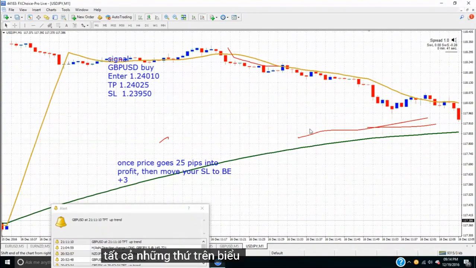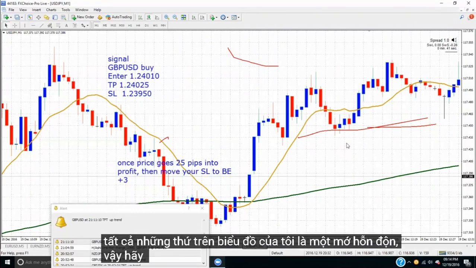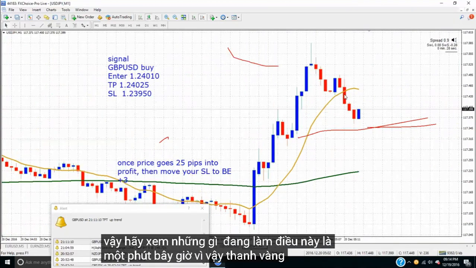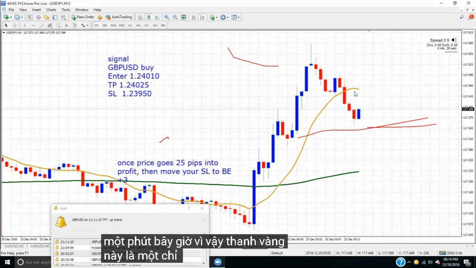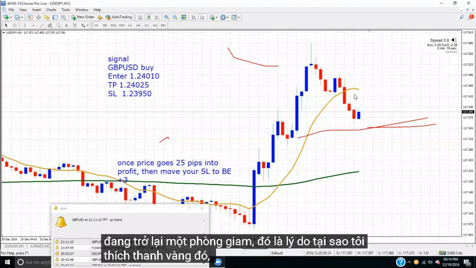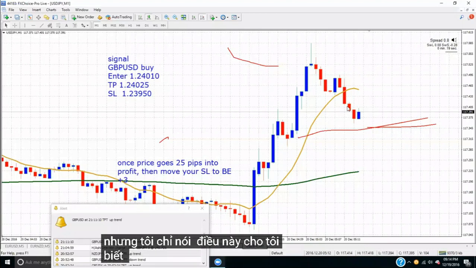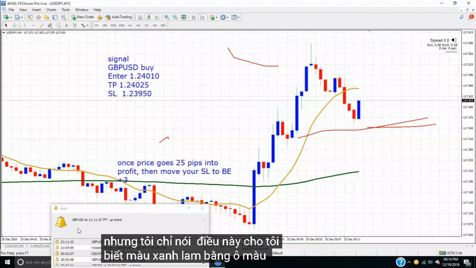All this stuff on my chart is a mess. Okay, so see what this is doing? This is the 1 minute now. So this goldenrod, it's a good indicator that this thing is going back down into a sell. That's why I like that goldenrod one. It's just letting me know. Now it could turn around, but I'm just saying, this is letting me know. Blue buy, red sell. Yep, that's it.